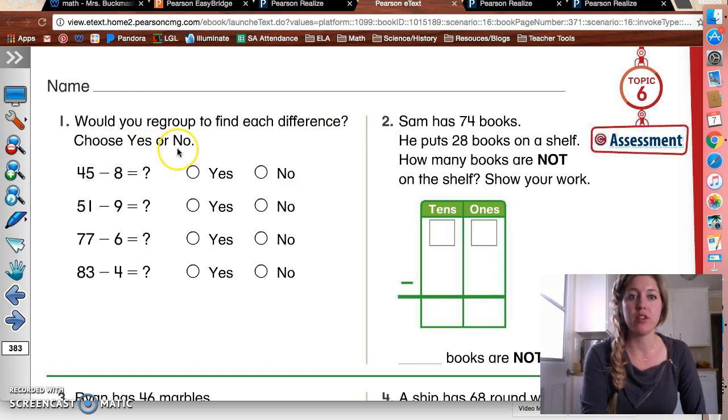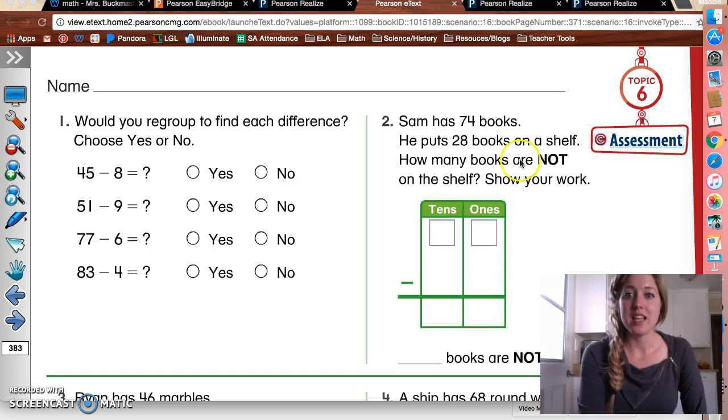Choose yes or no. So your job is to solve the problem and then decide, yes, I do need to regroup to solve this, or no, I do not need to regroup to solve this. So you're doing 45 minus 8, 51 minus 9, 77 minus 6, 83 minus 4. Pause the computer, solve each of those, make sure you answer every one as yes or no, and then you can go on to number 2.